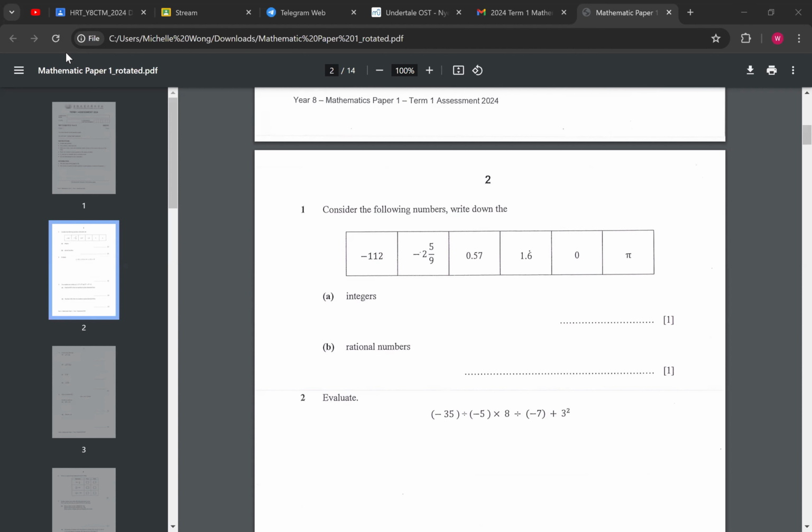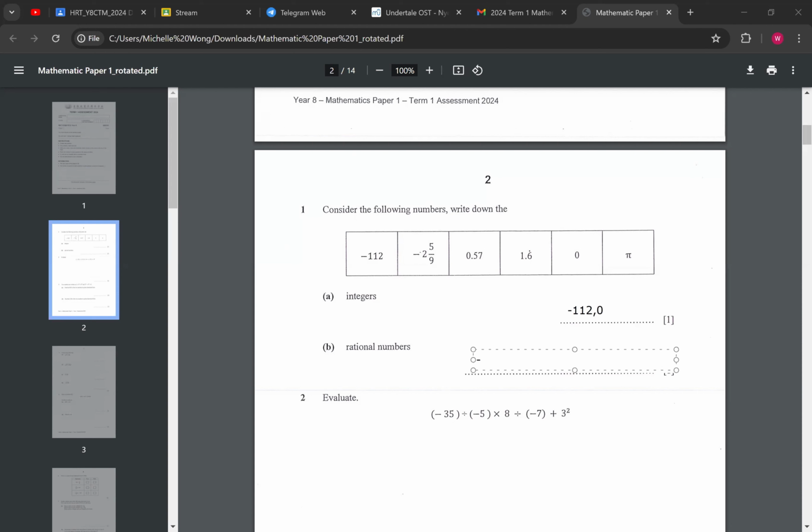Okay, so for the first question, they say consider the following numbers, write down the integers. So for this, the integers are -112 and also 0 because they're integers. For rational numbers, it means numbers that can be turned into a fraction.